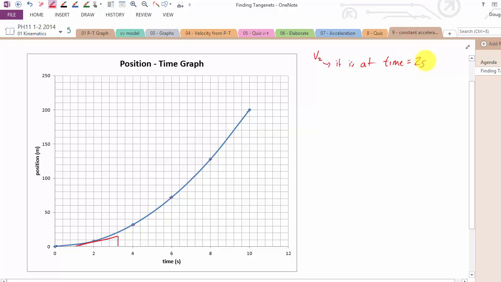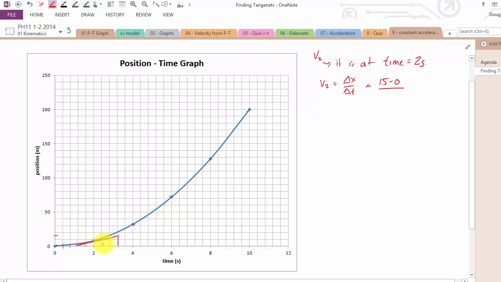Okay, so V2 is delta x over delta t. So here we have 15 minus 0. 1, 2, 3, 4, 5 squares is 2 seconds. So that's 15 over 2, which is 7.5 meters per second. Alright, next one.